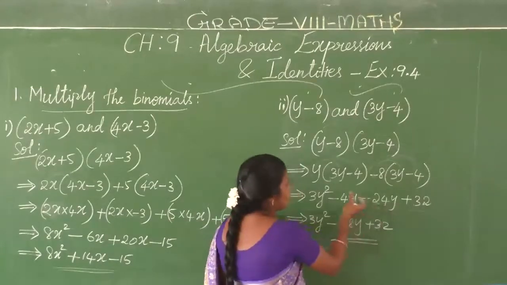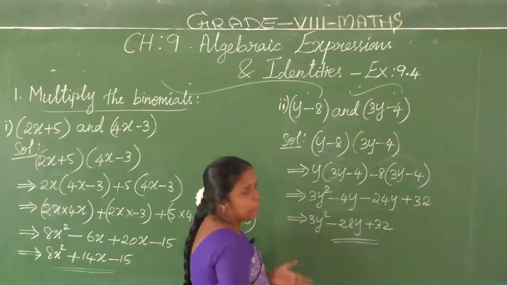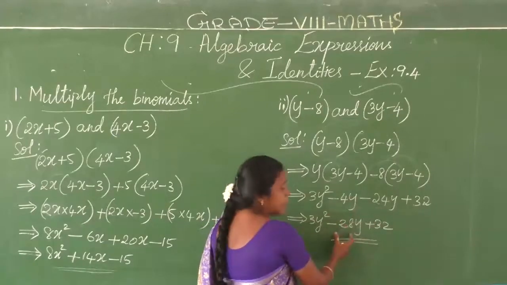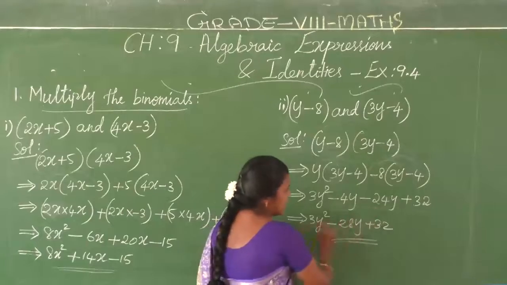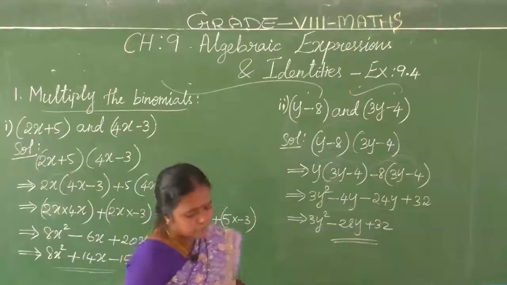So minus 24, minus 4. Same sign in addition, what to do? You have to add them and apply the same sign. So minus 24, minus 4, totally minus 28 with the variable y. So minus 28y plus 32. That's all. So like this.